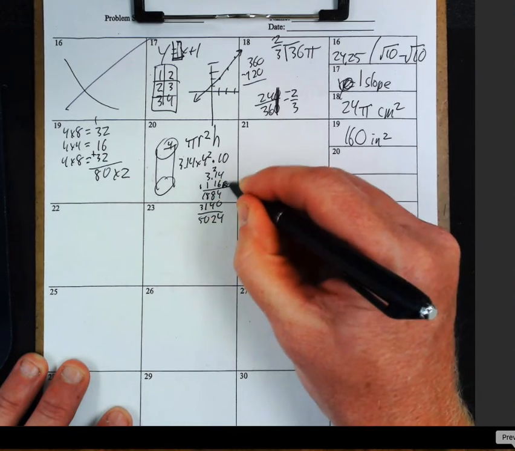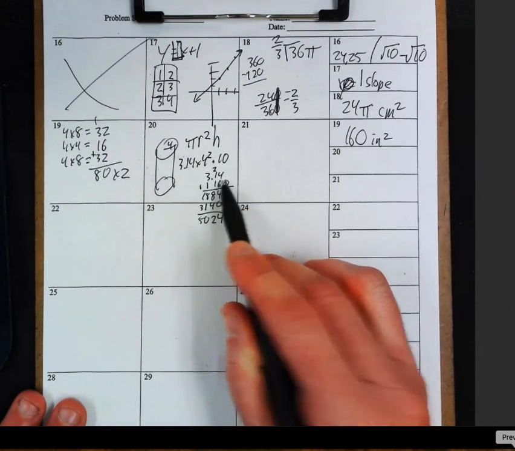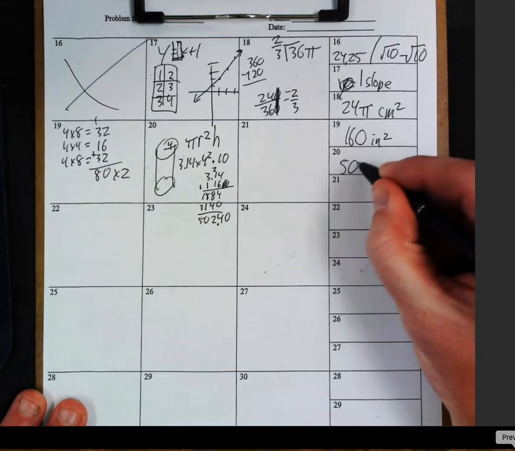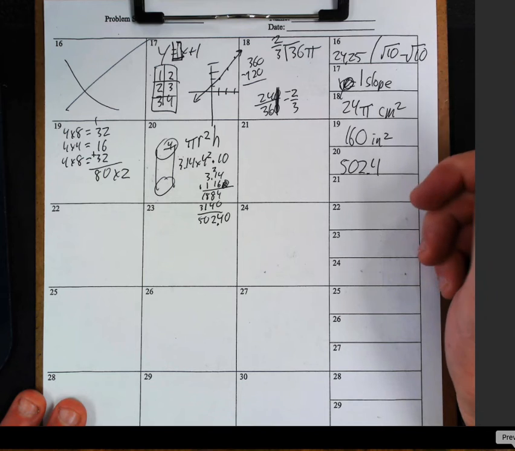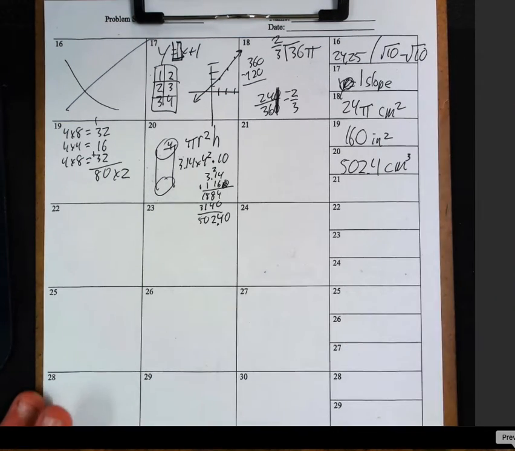Now don't forget your 0 to put on. How many decimal places did I have? 1, 2. 502.4. Left that other 0 off. Centimeters. Volume is cubed.